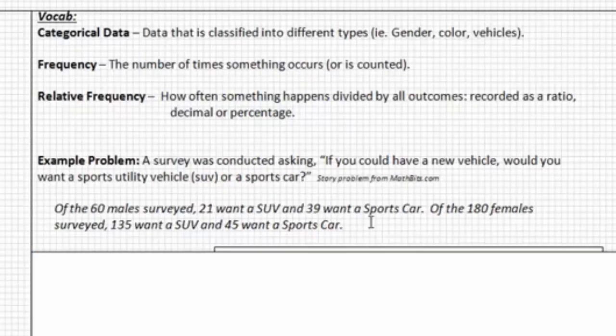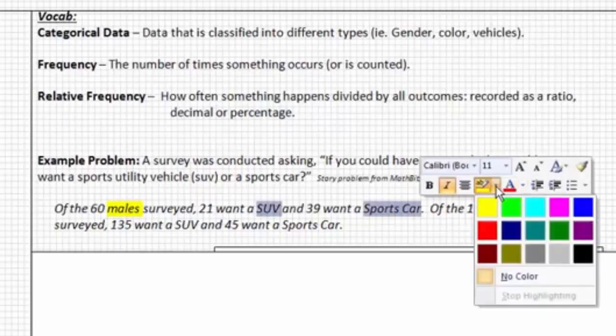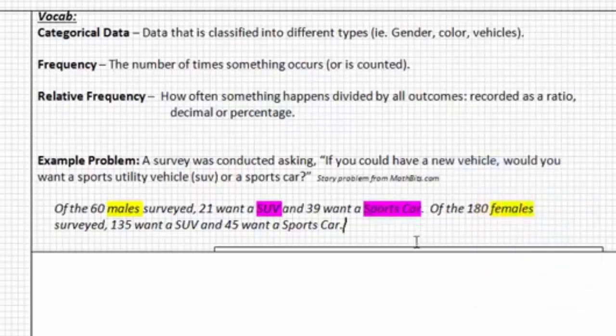So when we set up a frequency table, we have to figure out what our two variables are. Well, there's two things here. We have males and we have the second variable. So I'm going to highlight that a different color. So we have two variables, gender and the types of car. And now we want to put this into a two-way table.